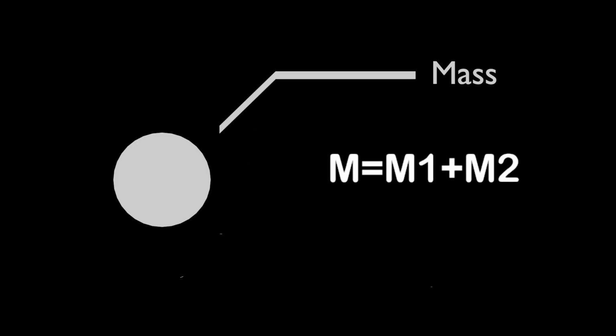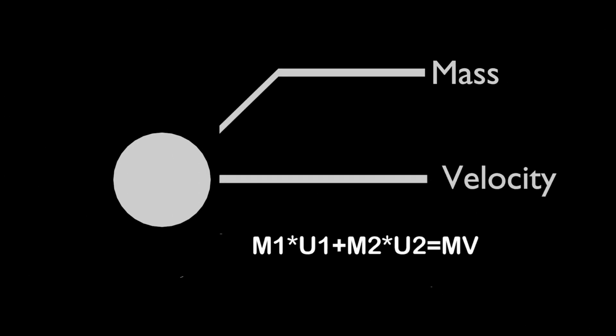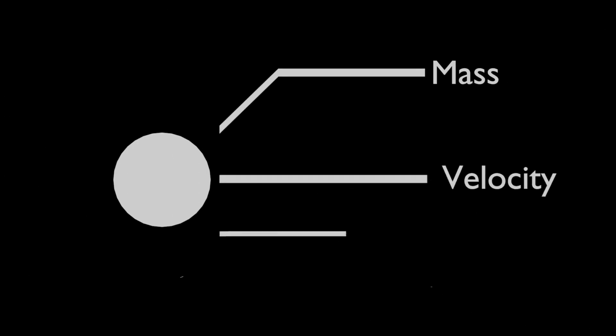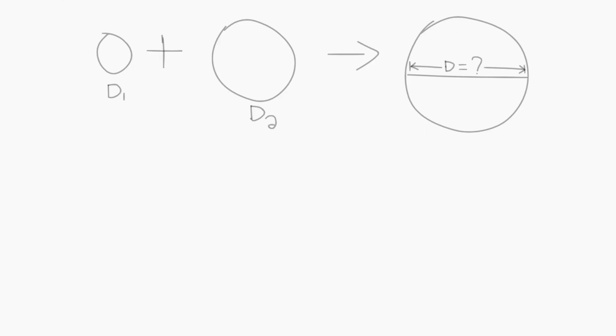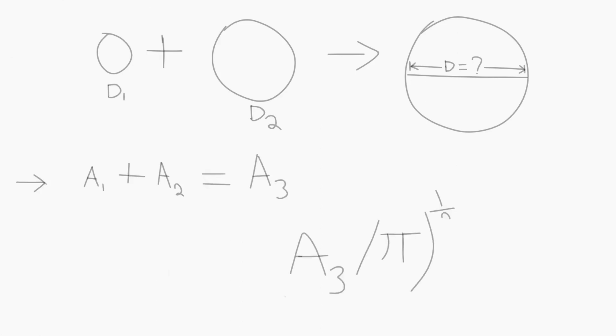So to merge the planet or to create an illusion of it, I'm going to create a planet with the mass of the sum of these two planets, and velocity of this planet is determined by this equation to conserve the momentum, and the circle's diameter will be derived from the sum of the areas of two circles, and then we calculate the diameter to conserve the area.